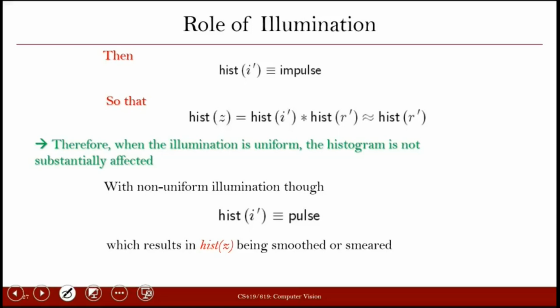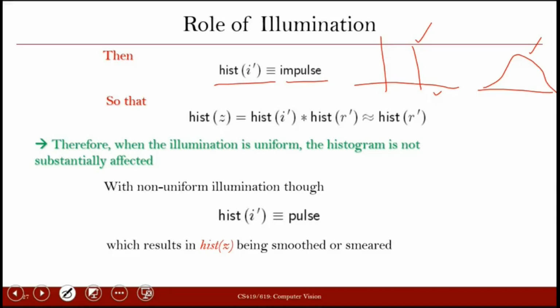histogram will be an impulse. There are two types of histogram we can say. If in our histogram we have just one line like this, one peak, we can say this is an impulse. But if you have a histogram like this, we say that it's a pulse. Impulse has just one value, pulse has this kind of distribution. So when illumination is constant, then the histogram of I prime will be an impulse like this, just one value.